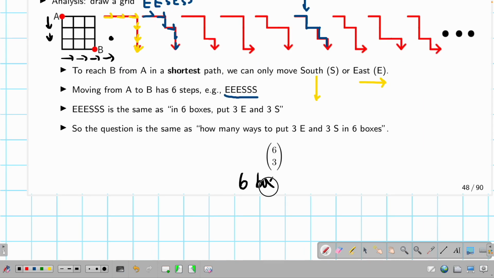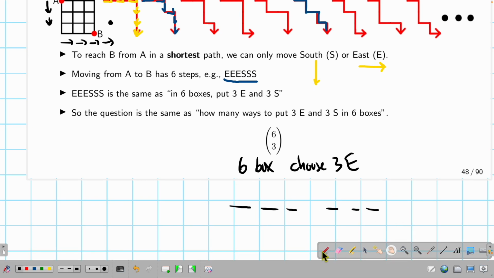6 boxes, choose 3 for E. That means I have 6 boxes. How many ways are there to select 3 boxes to hold the 3 E's? And then the remaining 3 boxes will be for the S's. Okay? Or you can think of how many ways I can choose among these 6 boxes. I select 3 boxes to put S, and then in the other remaining boxes I put E.